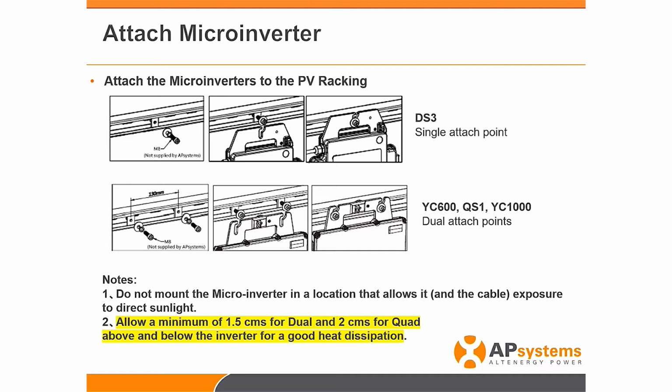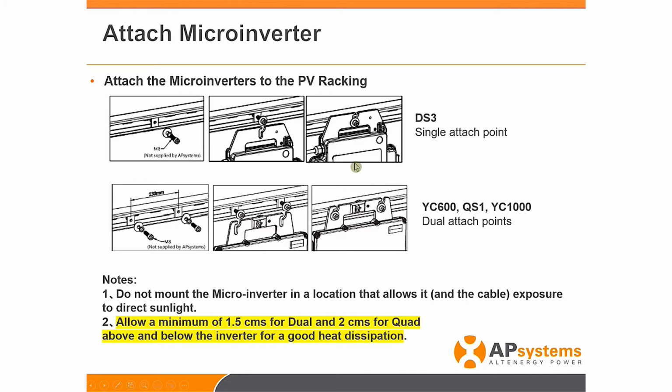Okay, attach the microinverter to the PV racking. As you can see, DS3 has a single attach point, while the previous versions of inverters, the YC600, QS1, and YC1000s, had dual attach points.